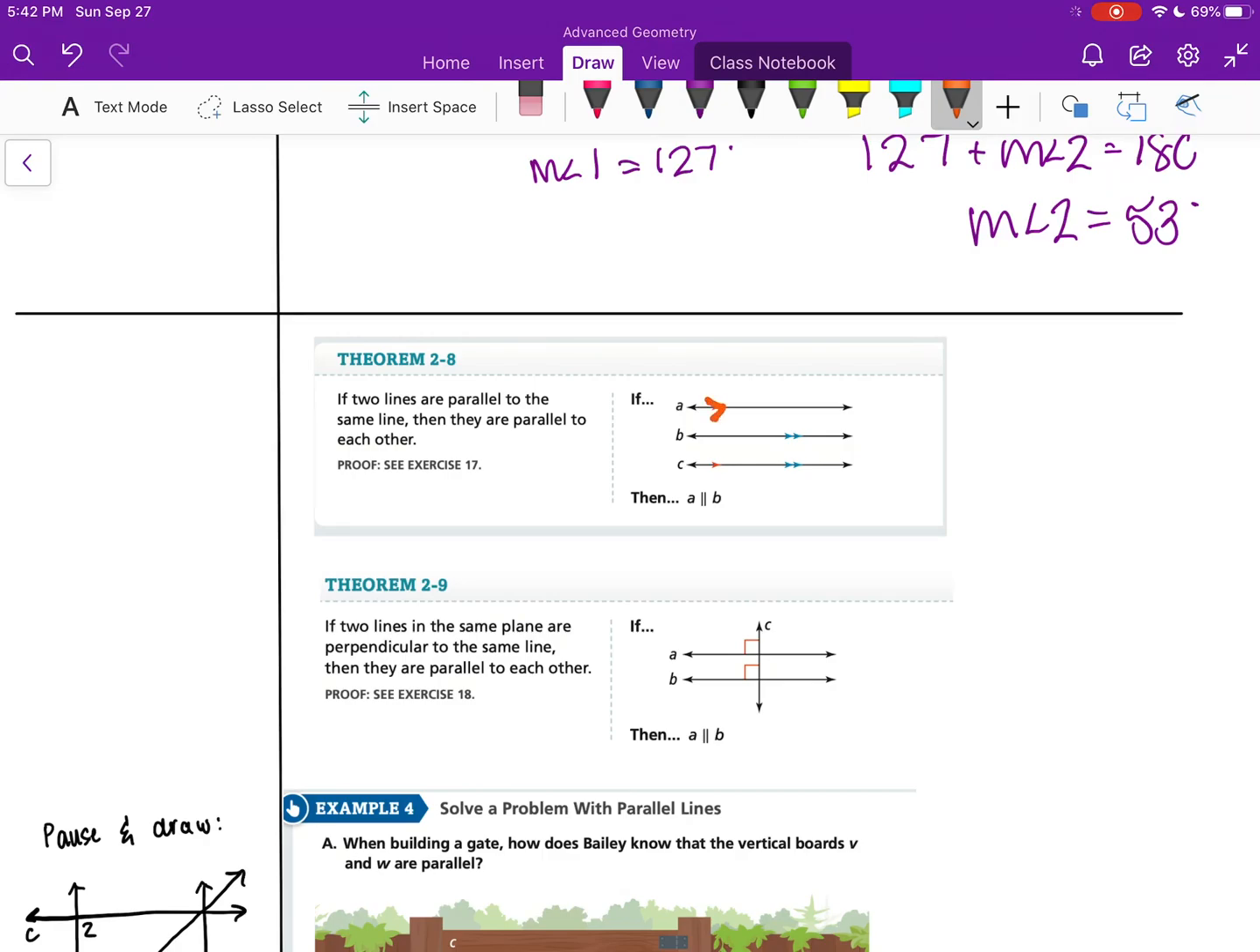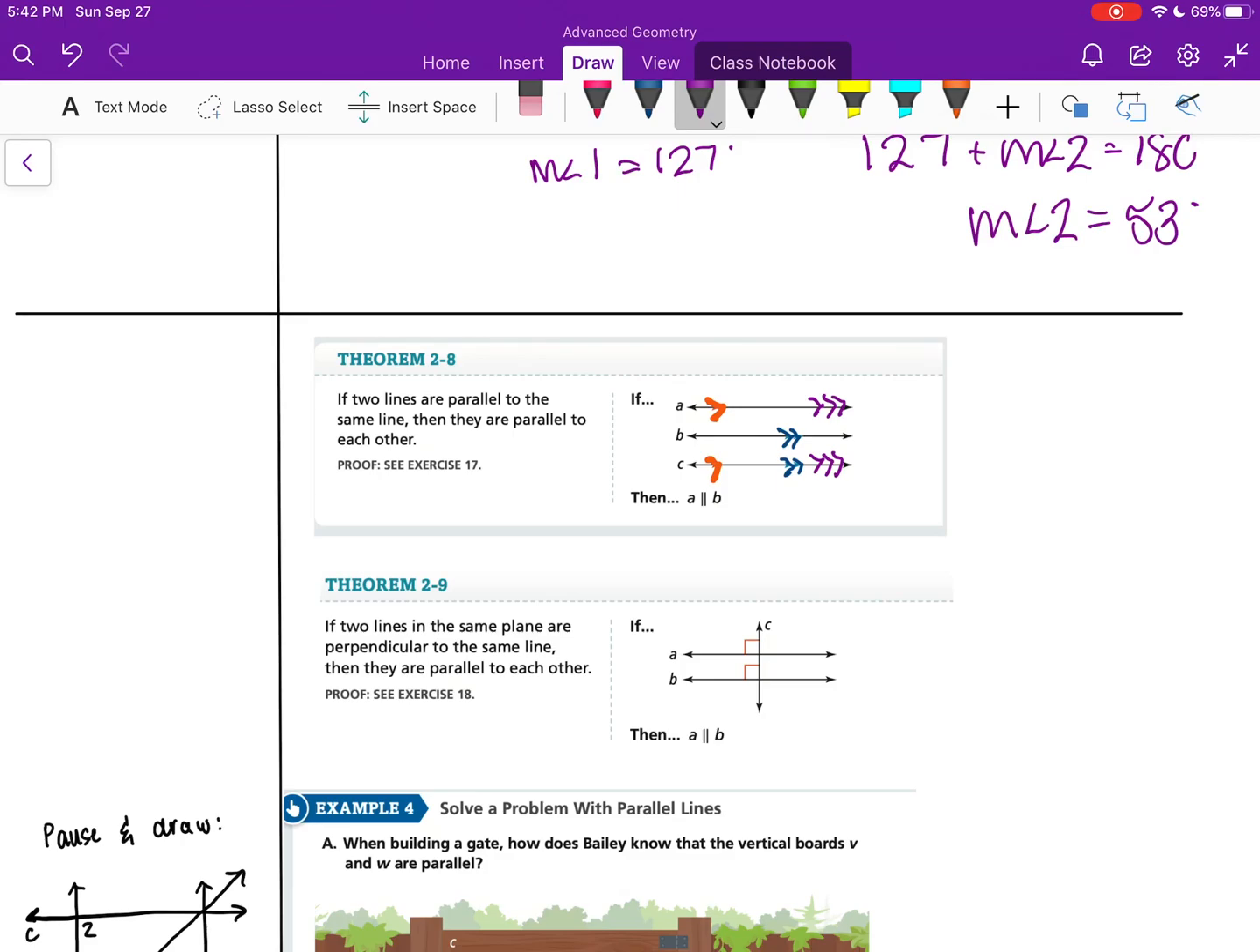AKA, if this first line is parallel to this third line, and this second line is parallel to the third line, then the first line must also be parallel to the third line. They are all parallel. Beautiful.